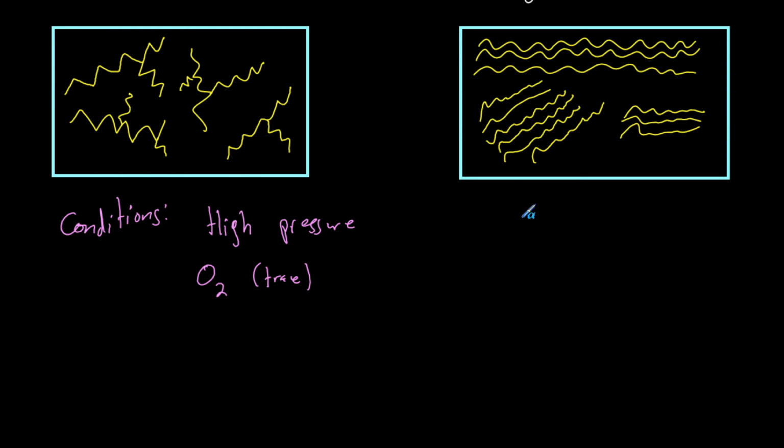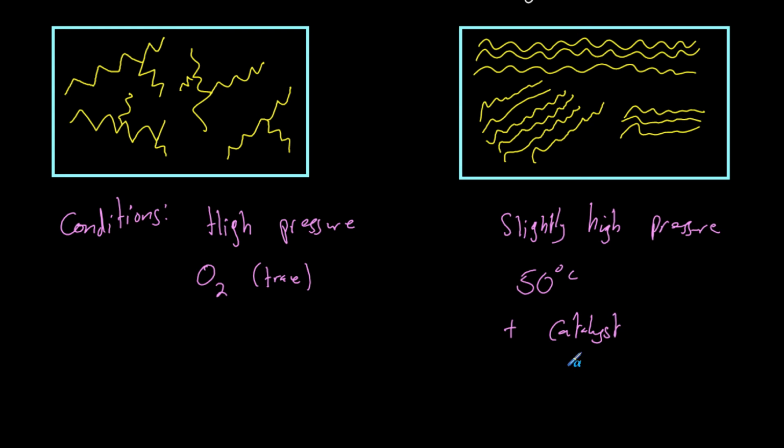Now, on the contrary, if we have a slightly high pressure, so when I say slightly high, it's just slightly above normal, but it's nowhere near as high as this one. So slightly high pressure and only 50 degrees Celsius plus a catalyst. Now remember, a catalyst is something that allows a reaction to occur faster and at a lower activation energy. So if we include a catalyst and use these conditions, we are going to form high density polyethylene.